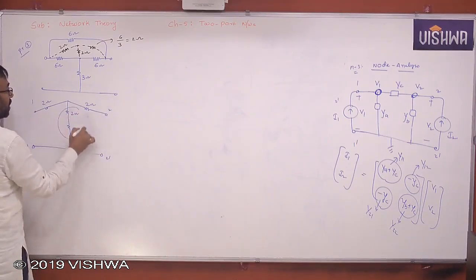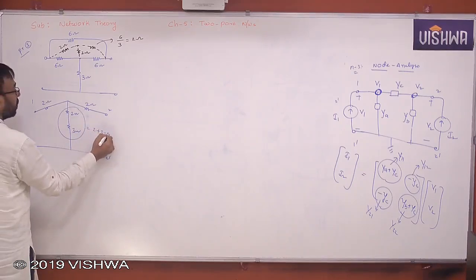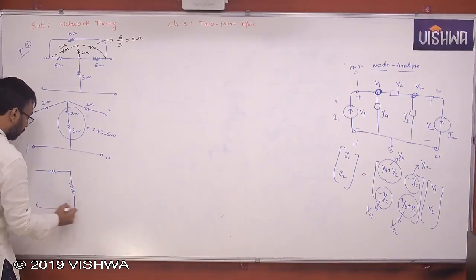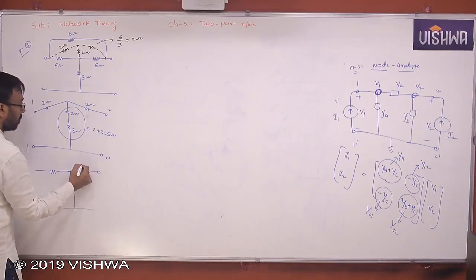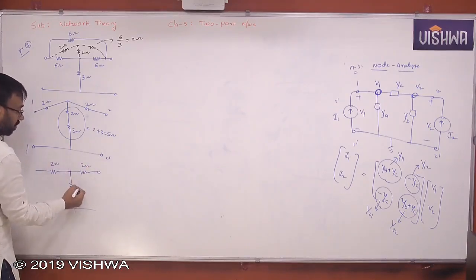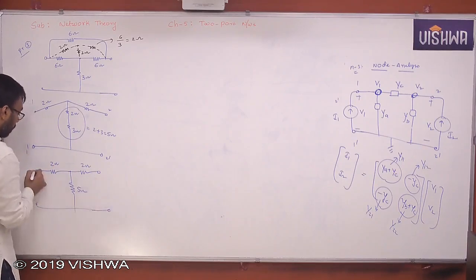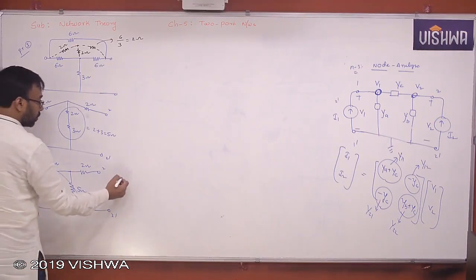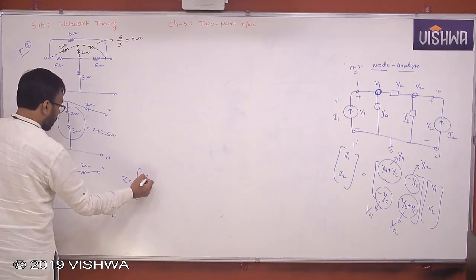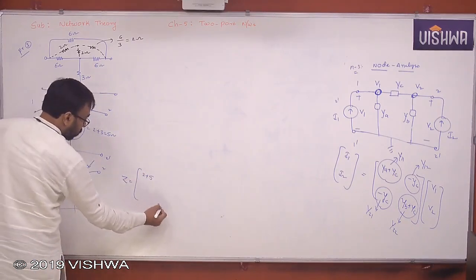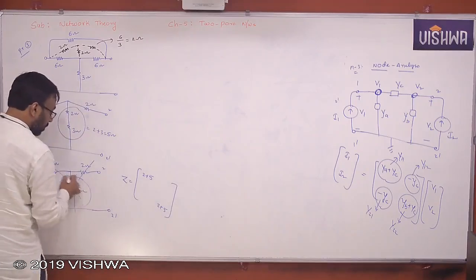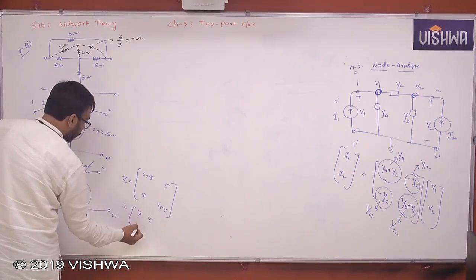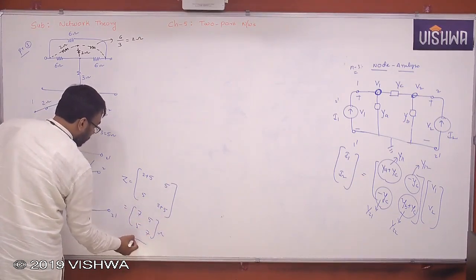So these two can be added. Nothing but 2 plus 3, that is 5 ohm. So I replace it by 5 ohm, with ports 1, 1 dash, 2, 2 dash. Yes or no? So when you add these two, you will get Z11, 2 plus 5. When you add these two, this is also 2 plus 5. When you take this one, this is same for both, right? 5 and 5. So 7, 5, 5, 7 ohm is the Z matrix.